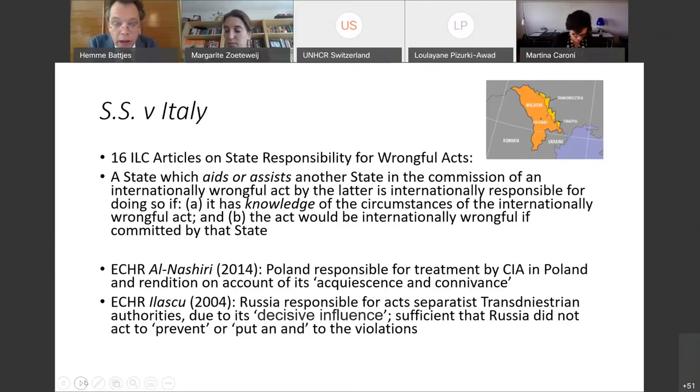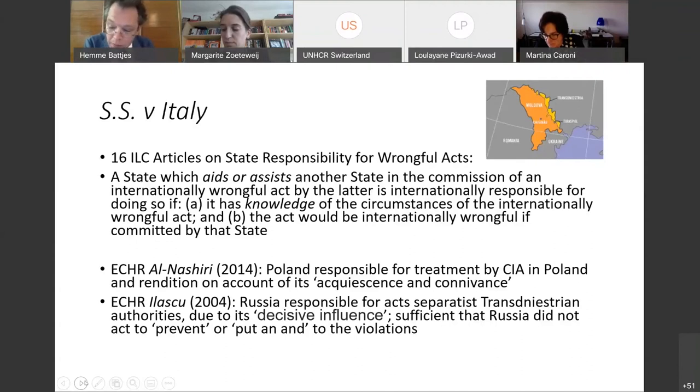Furthermore, I think that requirement B is also met. So the acts by the Libyan coast guards are prohibited by Article 7 of the covenant, to which both Italy and Libya are a party. The difficult part here is the knowledge of the circumstance of the internationally wrongful act.